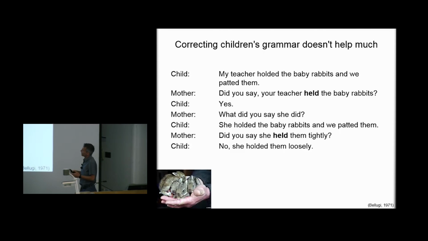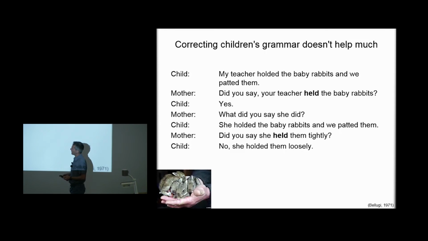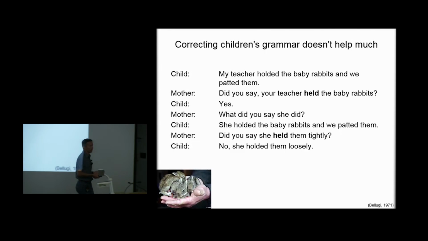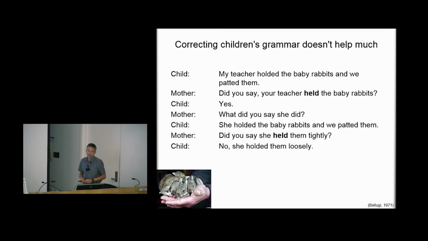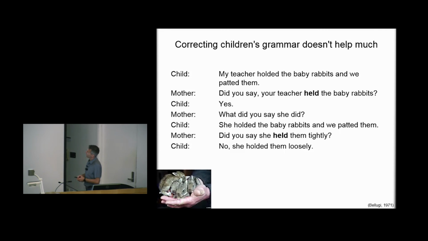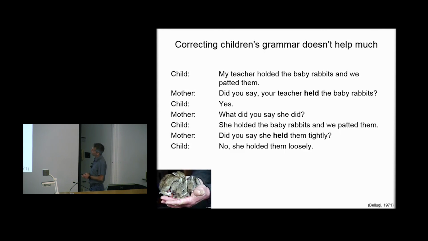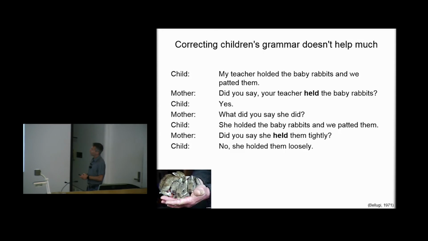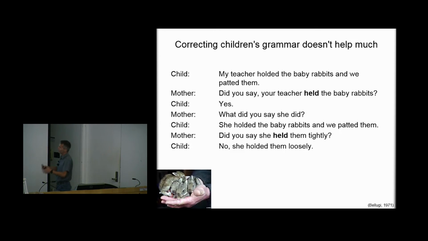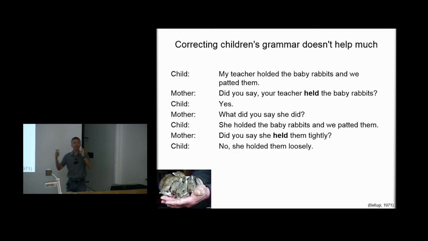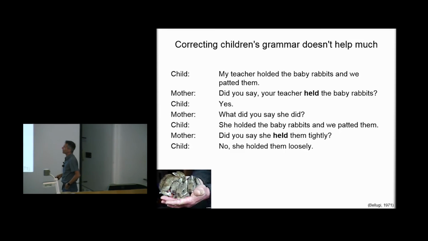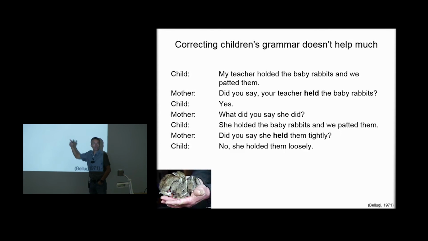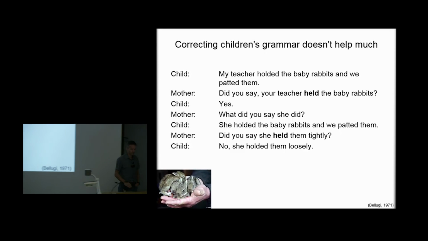And in fact, attempts to correct children's syntax and grammar are somewhat futile. The children don't learn very easily from this kind of feedback. In this exchange, the child says, "My teacher holded the baby rabbits and we patted them," and the mother tries to correct. "Did you say your teacher held the baby rabbits?" "Yes." "What did you say she did?" "She holded the baby rabbits and we patted them." "Did you say she held them tightly?" "No, she holded them loosely." The child is not catching on to this mistake and will not learn this overregularization error just based on parent feedback.